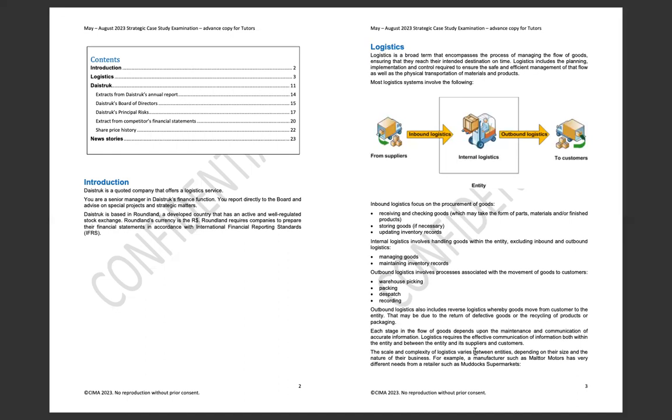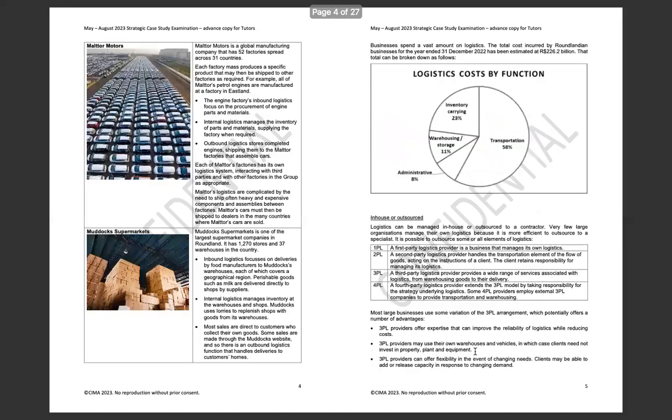For example, a manufacturer such as Malta Motors has very different needs from a retailer such as Murdoch Supermarkets. So we now look at how we liaise with our clientele, right? Malta Motors, right? So in analyzing the environment, this is the market environment, right? And the internal environment that we're talking about, right? Because when you talk of customers, you're looking at the internal environment. You need to think of relationship marketing and how you can improve your relationship with the customer.